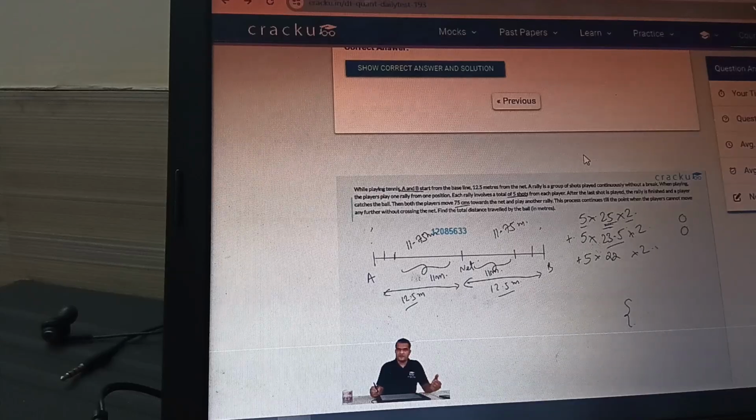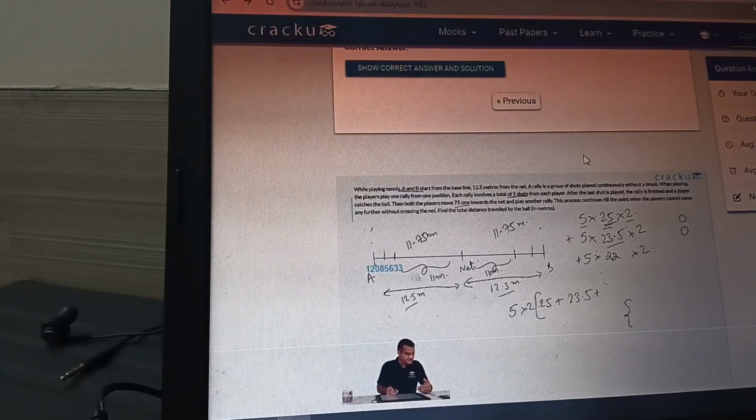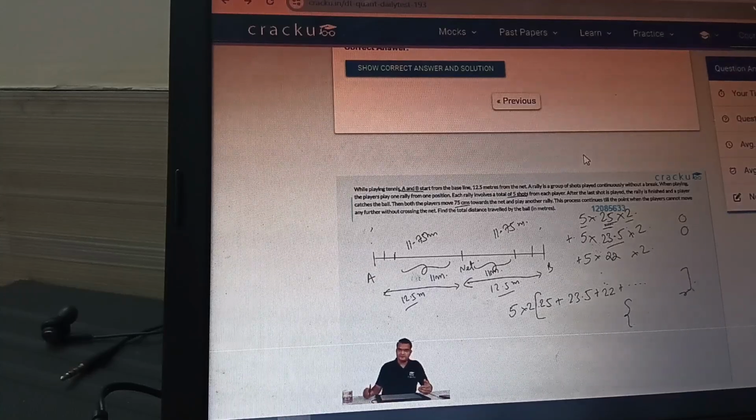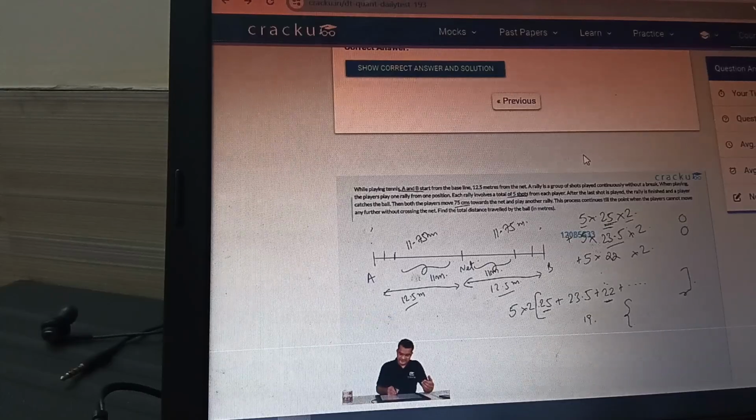So if you are trying to find the sum of this series, you take 5 into 2 common, because they are common for all the terms. It will be 25 plus 23.5 plus 22 plus dot dot dot till it becomes close to 0. And what will the last term be? If you look at it, after every 2 terms, 3 is being decreased. So you will have 22, after that you will have 19 after 2 terms, then you will have 16, then 13, then 10, 7, 4, and the last term will be 1.